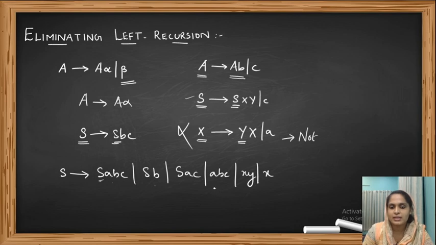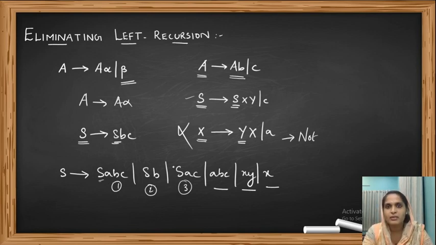Because here you can see that in ABC, XY and X, these three productions don't start with capital S. But the first, second and third productions start with the non-terminal S. So from the given list of productions, even if a single production starts with the variable that is on the left hand side, then we can call that grammar a left recursive grammar. Also please note that the order is not important.